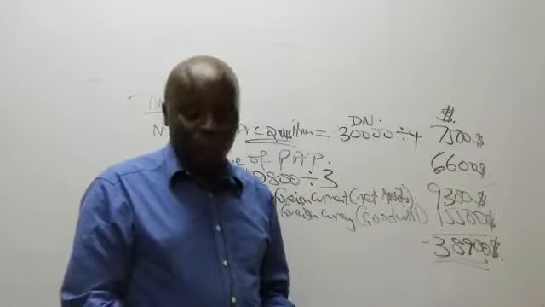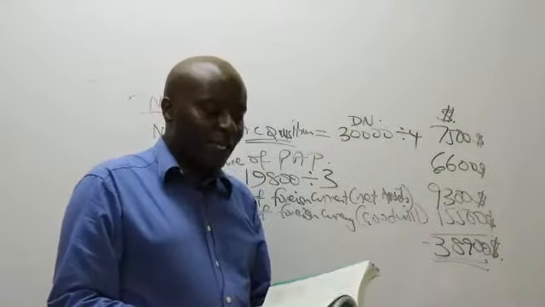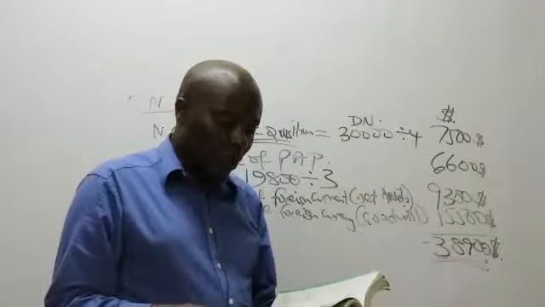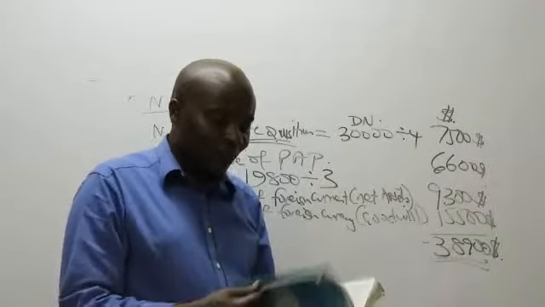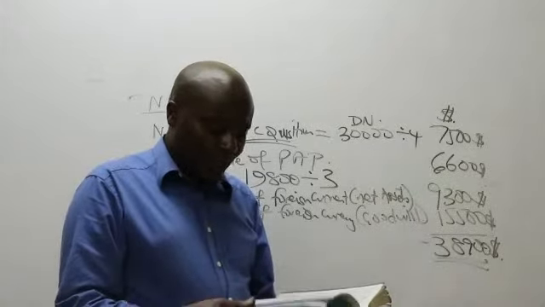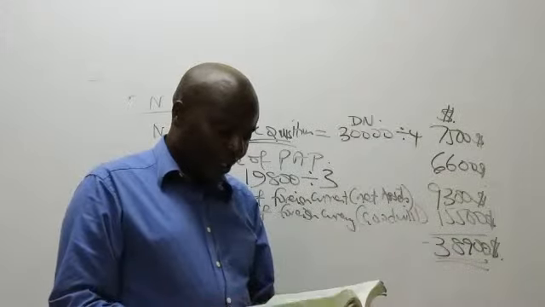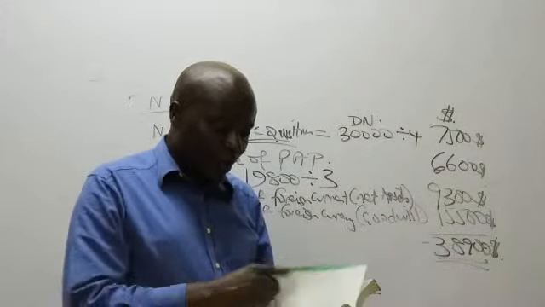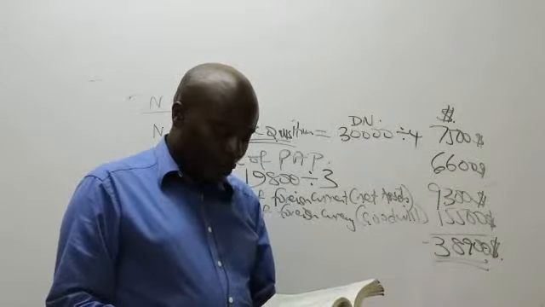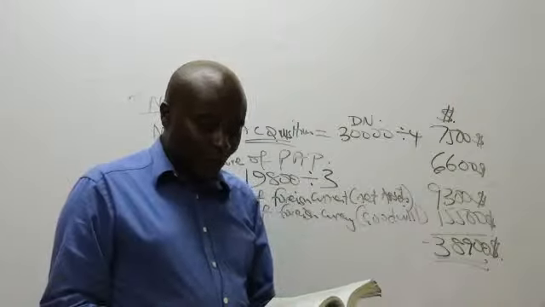If you've been able to put a figure there, let's see whether we have anybody who will be able to give us the retained earnings as a balancing figure. Is there anybody who can give us the retained earnings as a balancing figure? 151,400.